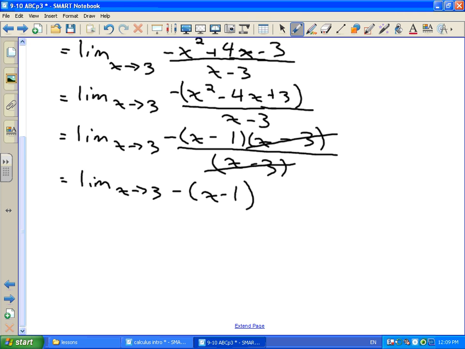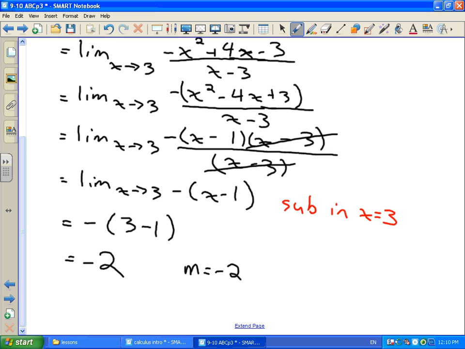In this case, our limit does depend on x. We've got an x still in there. So to evaluate the limit, we just sub in x equals 3. So we'll get negative 3 minus 1, and we end up with negative 4. Negative 2. So that negative 2 represents the slope of our line.